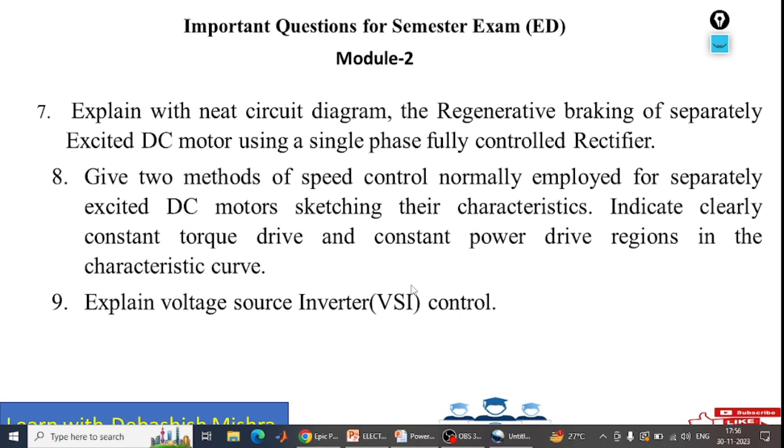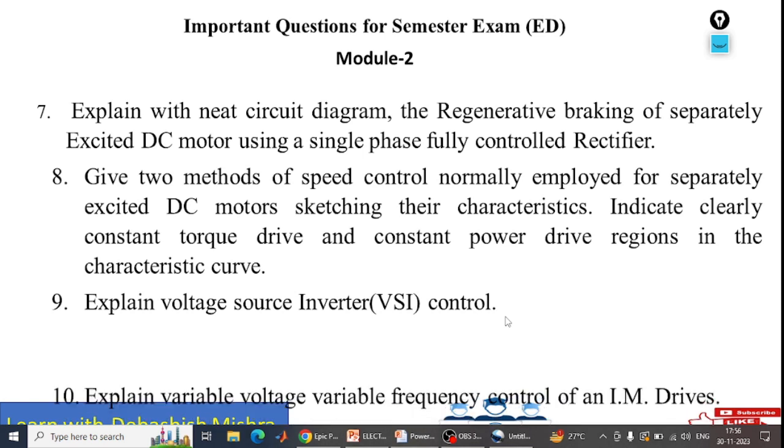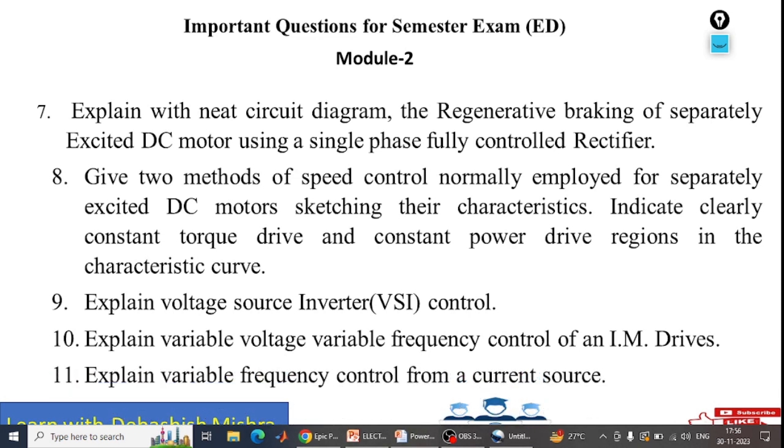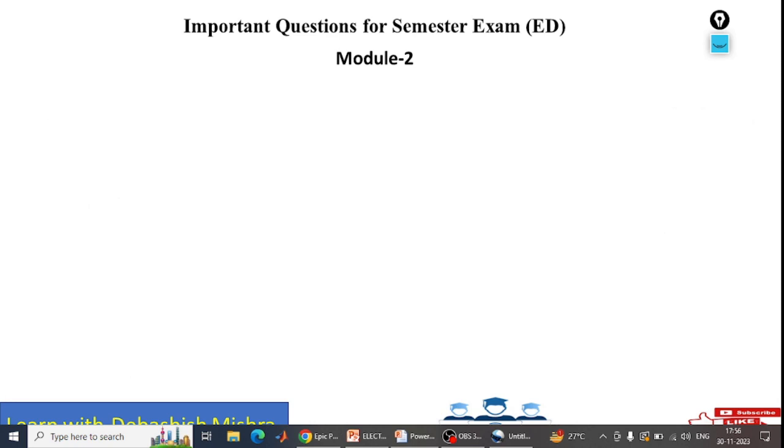Explain voltage source inverter control, VSI. Explain variable voltage, variable frequency control of an induction motor drive. Explain variable frequency control from a current source. These are very important questions. Maximum times such type of questions are coming. Module 2 is continuing. Explain current source inverter control.